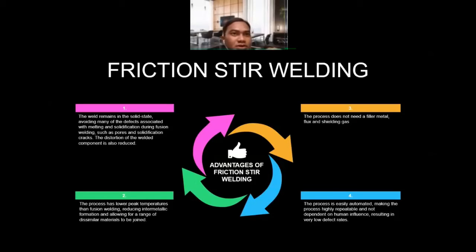Second, the process has lower peak temperatures than fusion welding, reducing intermetallic formation and allowing for a range of dissimilar materials to be joined. Third, the process does not need a filler metal, flux, and shielding gas. And lastly, the process is easily automated, making the process highly repeatable and not dependent on human influence, resulting in very low defect rates.